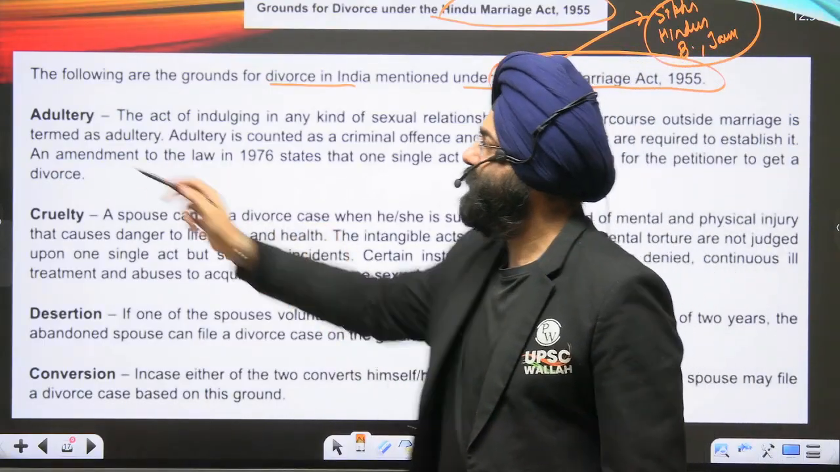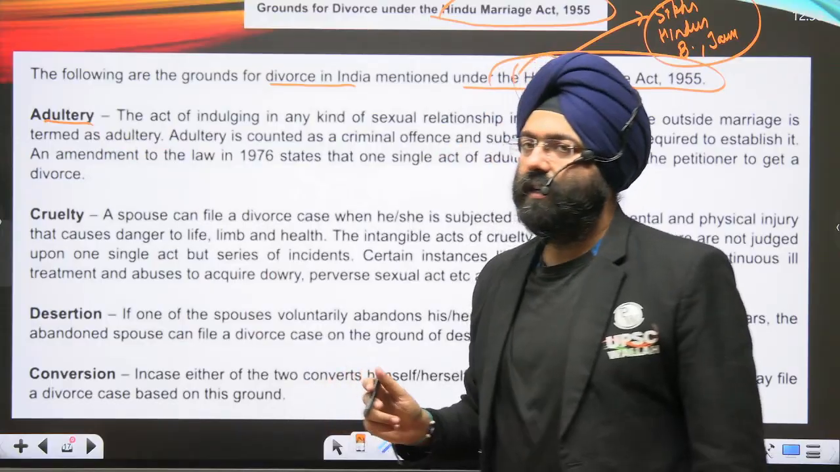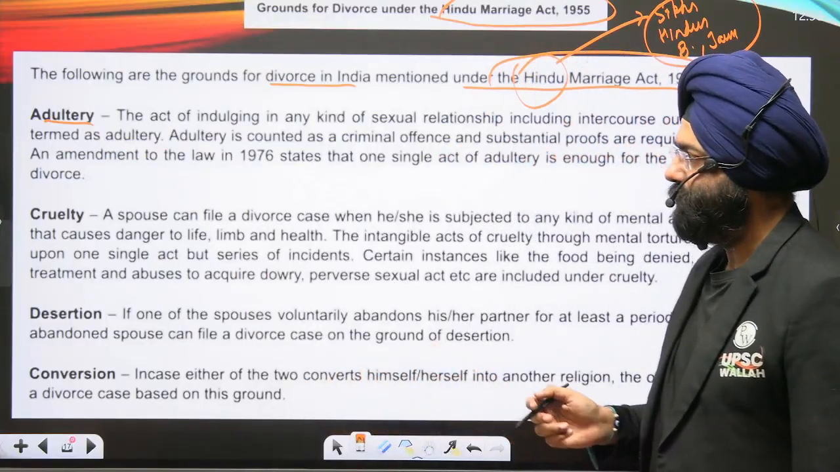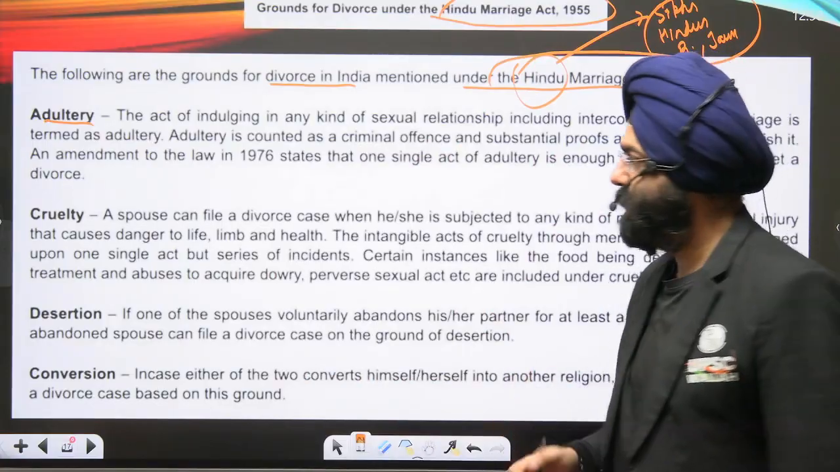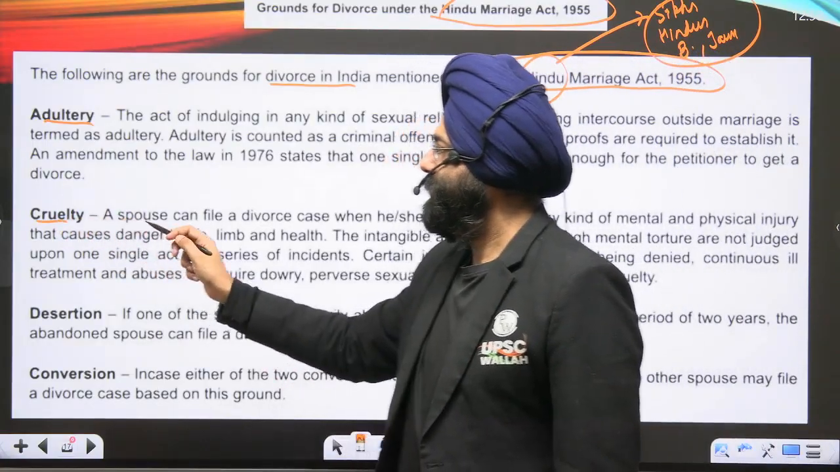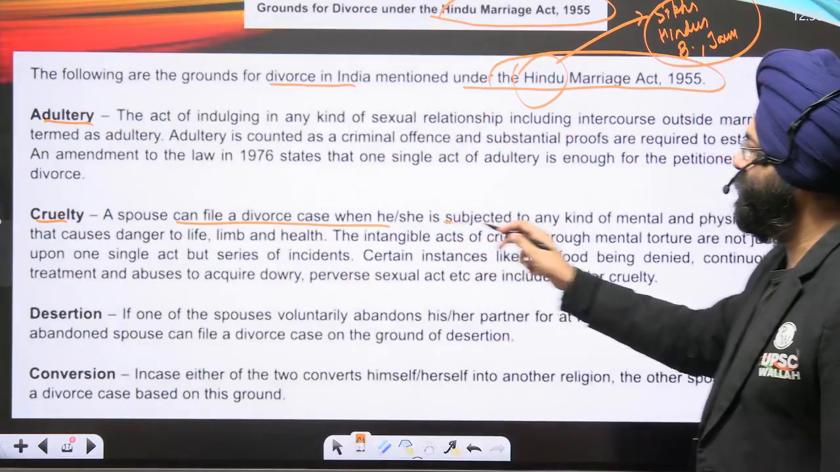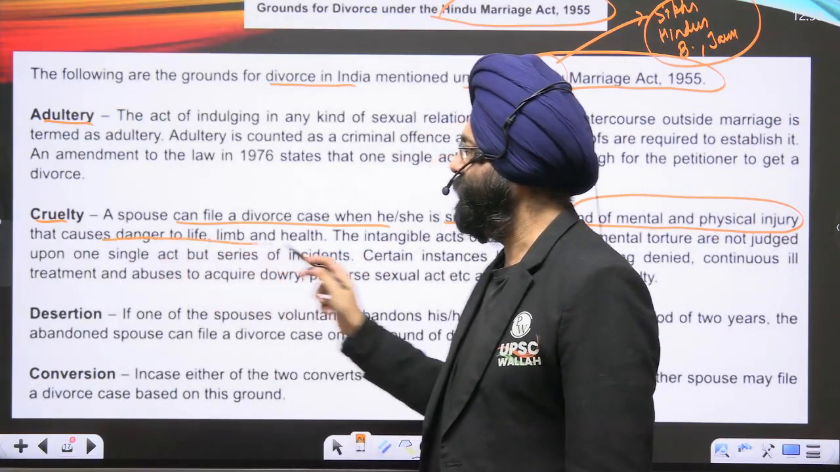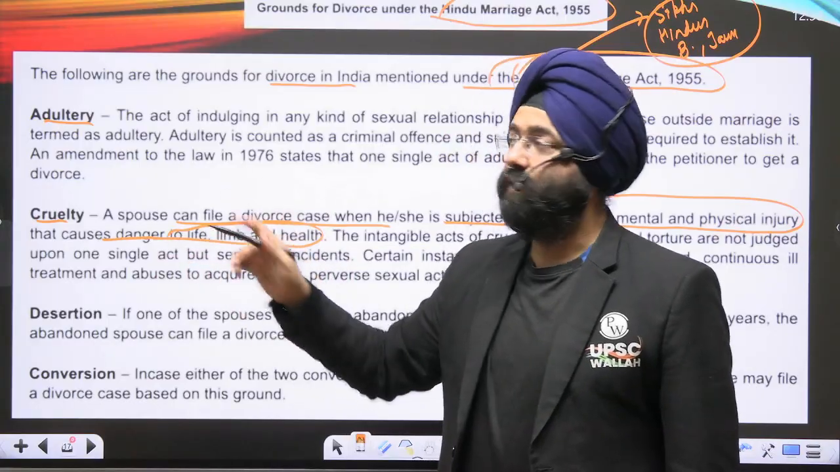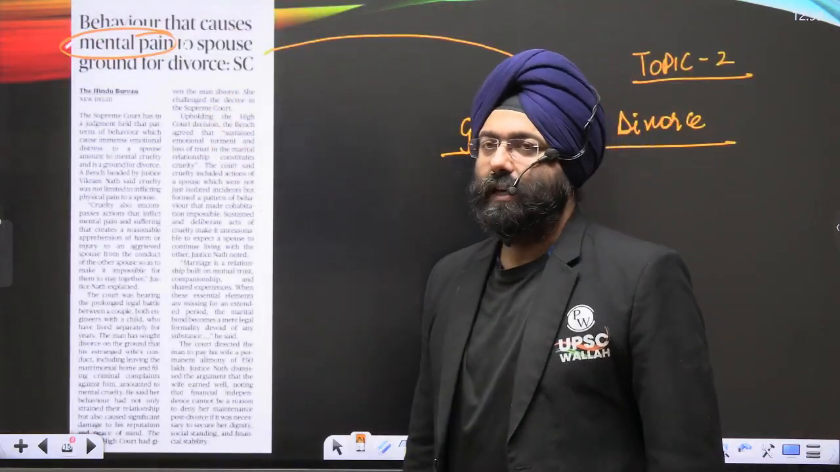Now what are the grounds? Adultery. Under adultery, please understand, that means infidelity, a divorce can be granted. Next is cruelty. A spouse can file for divorce in case he or she is subjected to any kind of mental or physical injury that causes danger to life, limb, or health. So this is also one of the grounds which has been mentioned here in the article.